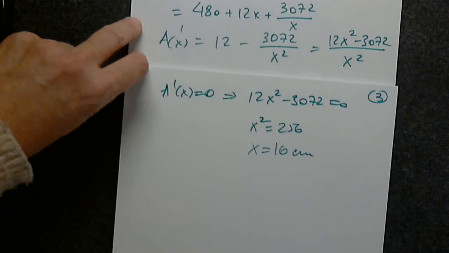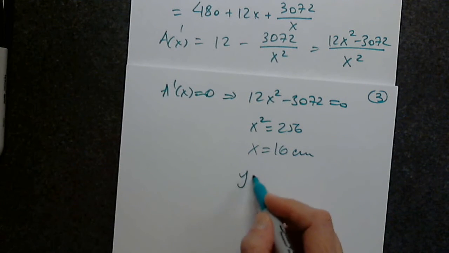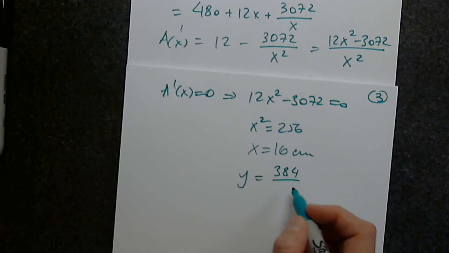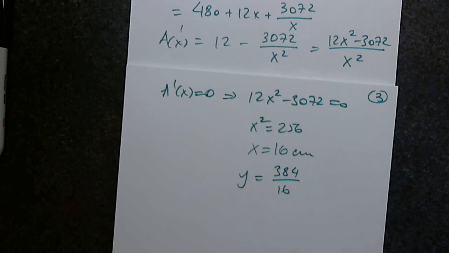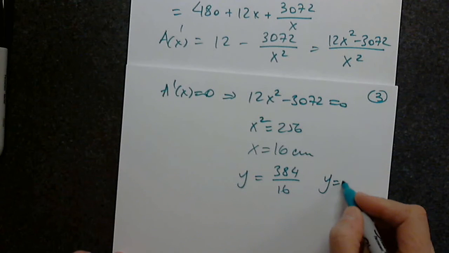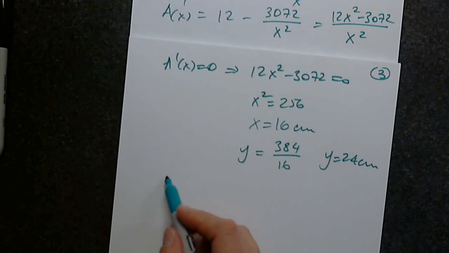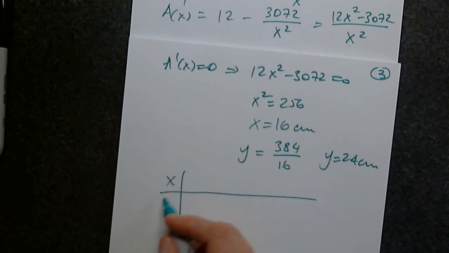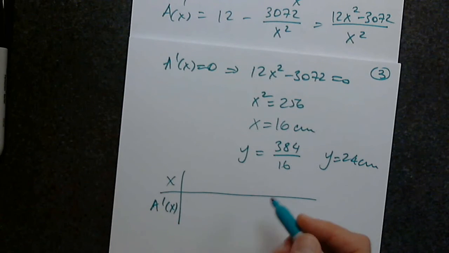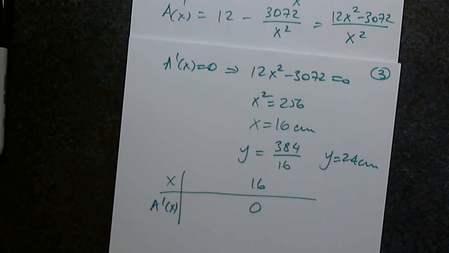Okay, so if x is 16, then I can find y as 384 divided by 16. And I think I get 24. Is that? Yes. So y equals 24 centimeters. But this is not good enough, because I have to show that when x equals 16, this is a minimum.